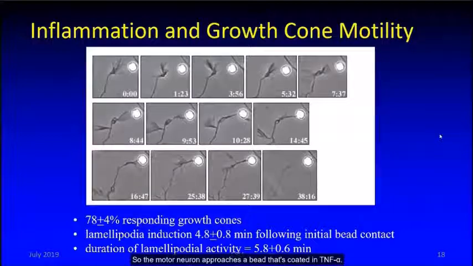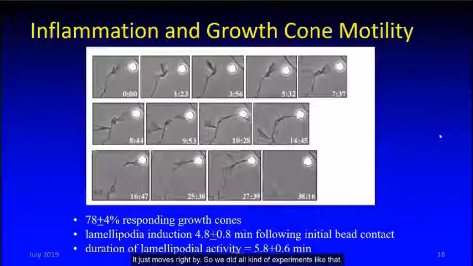The motor neuron approaches a bead that's coated with TNF-alpha, and it goes through a bunch of touch and release kind of behavior. It attaches, then it starts to make some weird level of filopodia formation, and ultimately it just degenerates. It just freezes right up on the bead. If I take the same bead and boil it in hot water, so I kill the TNF-alpha on the bead, the growth cone doesn't care. It just moves right by. So we did all kinds of experiments like that.